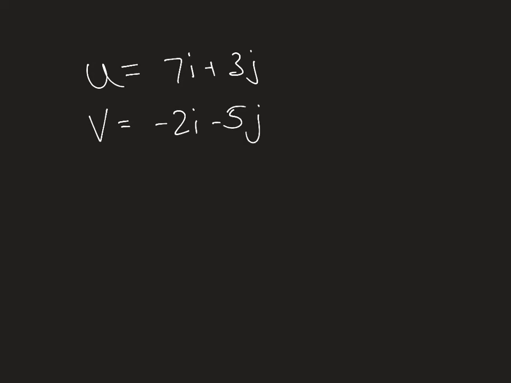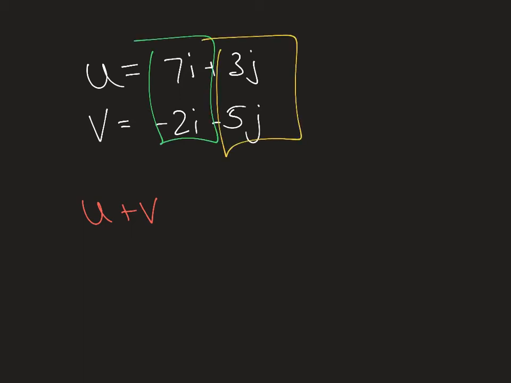Okay. If I wanted to add or subtract, u plus v, when you're adding and subtracting, all you're doing is basically combining like terms. You're going to take the horizontal components and combine them, and you're going to take the vertical components and combine them. So for u plus v, it's really just going to be 7i plus a negative 2i, right? Plus the 3j plus a negative 5j, right?